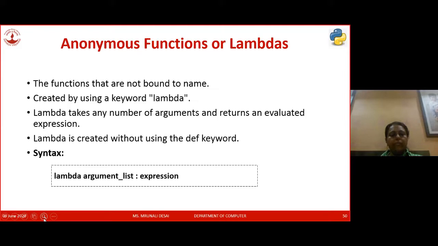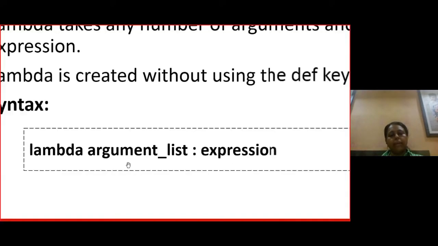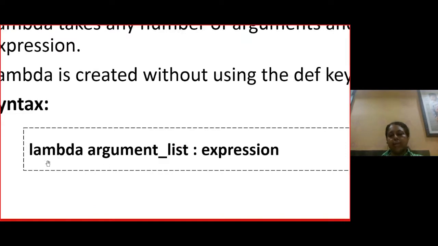Fine. So you can see over here the syntax of it is lambda. That is the first keyword we have to write, lambda. Then the argument list that is required. Whatever arguments are required in this expression, we can write that as the argument list, and then the expression. Fine. So now how to write this function?